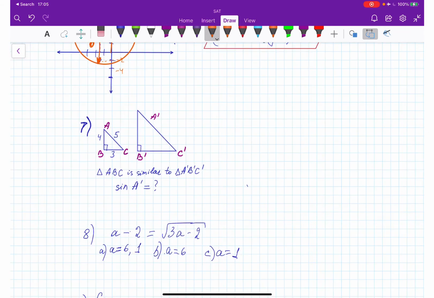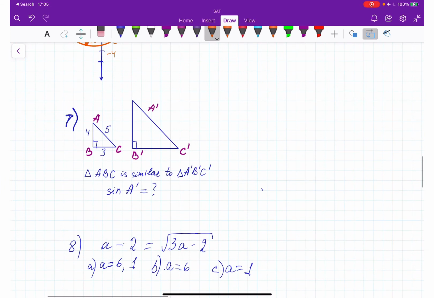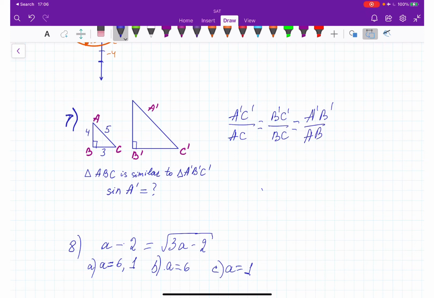Okay. Question number 7. Triangle ABC is similar to triangle A'B'C'. What does that mean? That sides are proportionate, which means A'C' is related to AC exactly the same way as B'C' to BC and A'B' to AB. On top of that, angles are going to be equal. So angle A' is equal to A. Angle B' is equal to B anyway because it's a right angle, and angle C' is equal to C, because it doesn't matter how long the sides are, the angle is going to be the same.